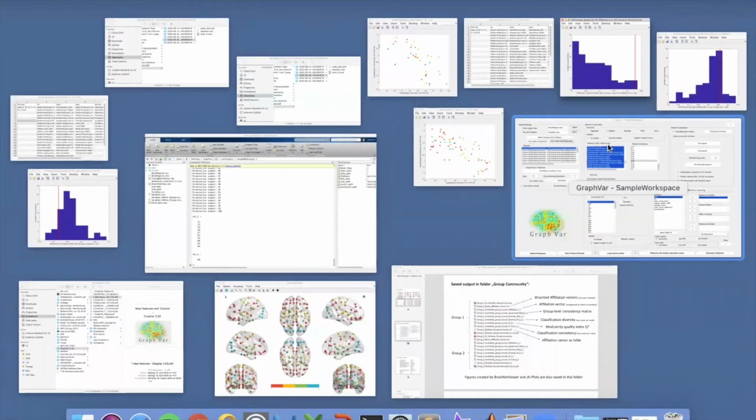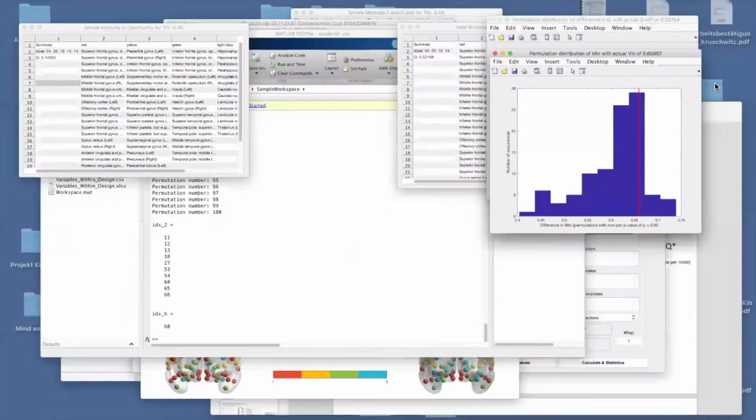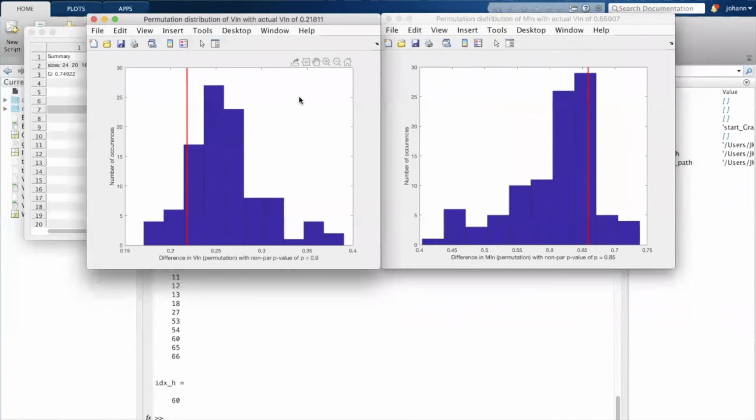So females have 1 partition more, so 1 community more than the males. But here we have the mutual information and the variation information, and both are not significant. So we see that although there is 1 module more, the assignment of brain regions to the respective communities seems to be relatively similar between the 2 groups.